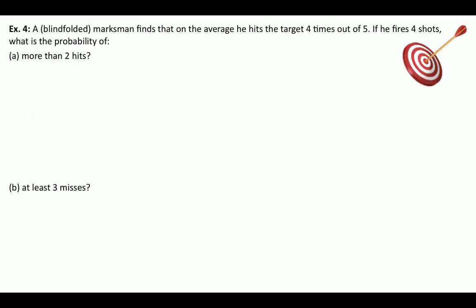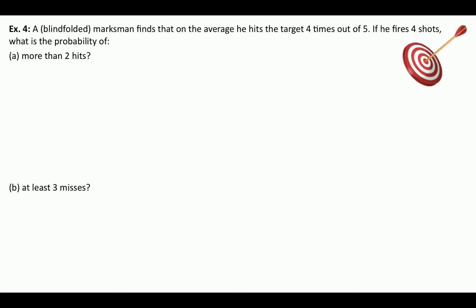All right, bow and arrows. A blindfolded marksman. Because it's more interesting if the marksman is blindfolded. Of course, it always is. A blindfolded marksman finds on average he hits the target 4 out of 5 times. That's pretty good. If he fires 4 shots, what's the probability of more than 2 hits, or at least 3 misses?